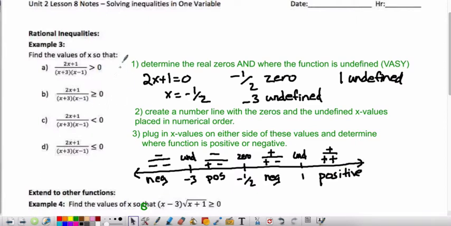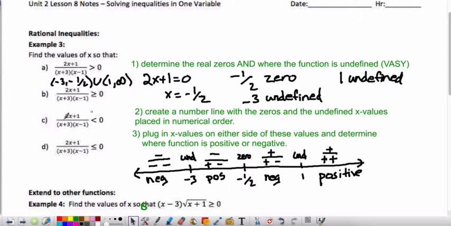All right, we got to figure each of these out now. So where is it greater than or equal, or sorry, just greater than 0? Well, that's where all the intervals on which it is positive. So -3 to -1/2. And then again at 1 to infinity.